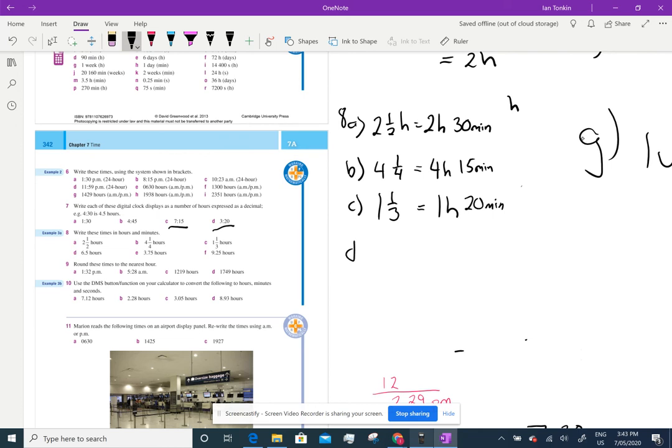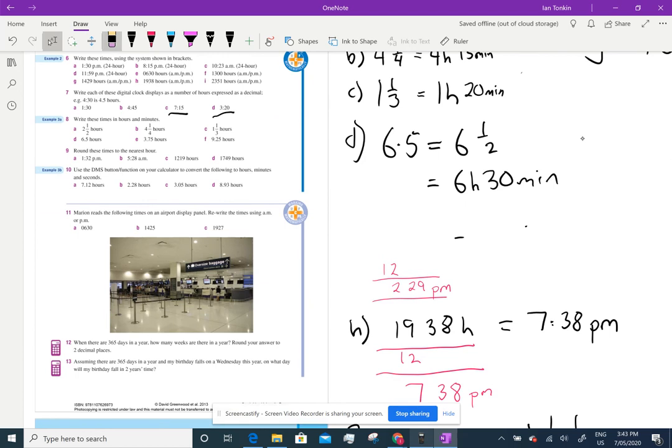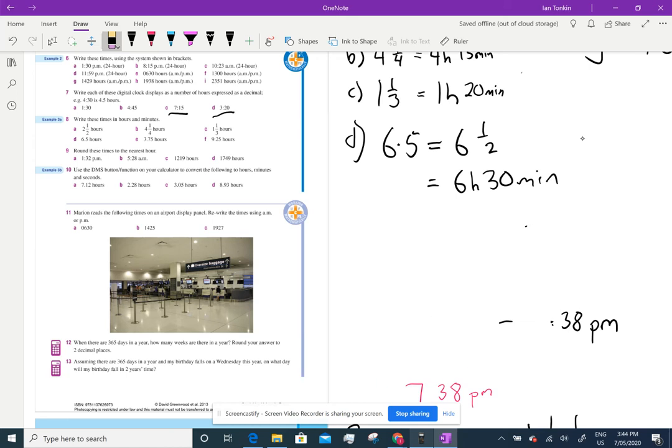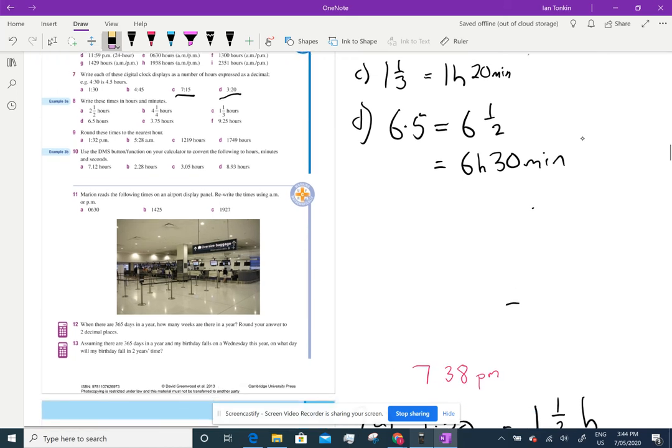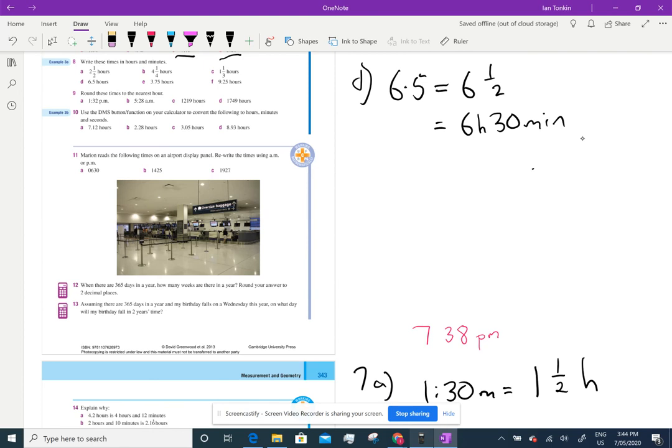6.5, D. Well, I know 0.5 is a half. That's 6.5, so 6 hours and 30 minutes. All right, so now I'm going to show you the trick. And this is how we're going to do question 10. So we're going to jump very quickly from this question to question 10, and then I'm going to come back to question 9.